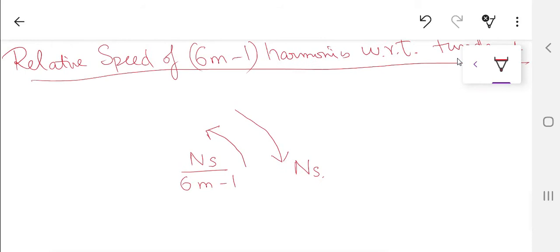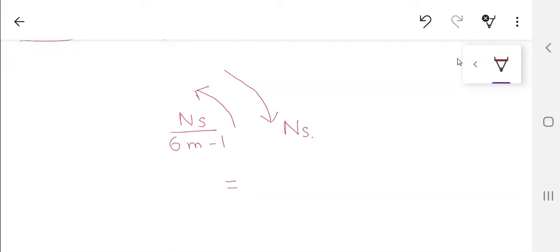Now you can see these two directions are totally opposite, and I want to find out the relative speed of the 6m minus 1 harmonic. Since they are moving in opposite directions, to find the relative speed between these two, I will have to add both of these. This is very important, because if they were moving in the same direction, then I would be subtracting them.